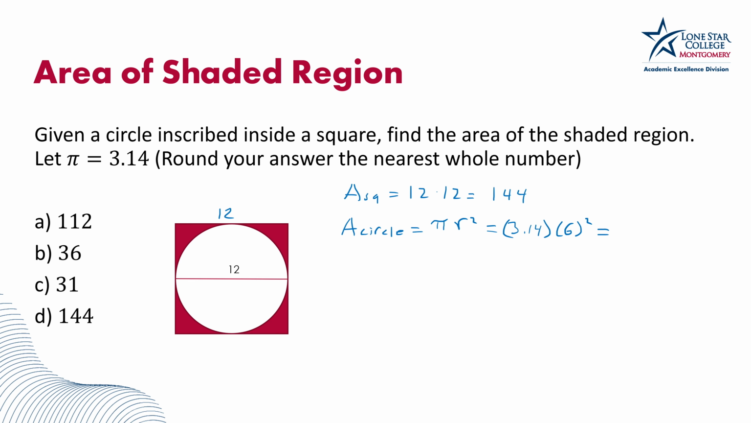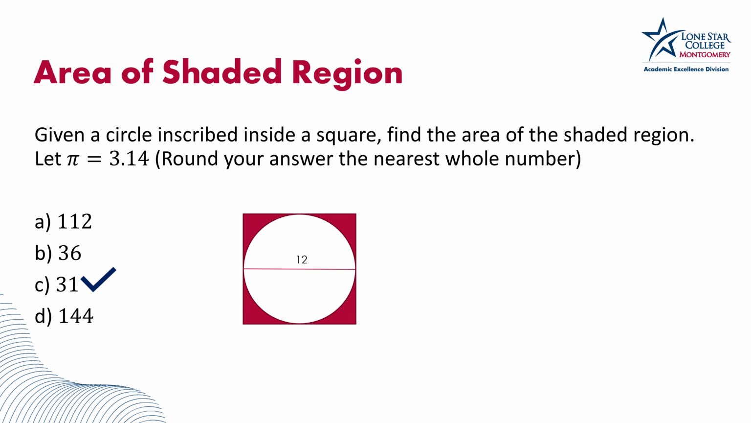So then the area of the shaded region is going to be the area of the square minus the area of the circle. So it's going to be 144 minus 113.04. 144 minus 113.04 gives us 30.96, but we want to round it to the nearest whole number, so we round up to 31. So the area of the shaded region should be 31, which gives us answer choice C.